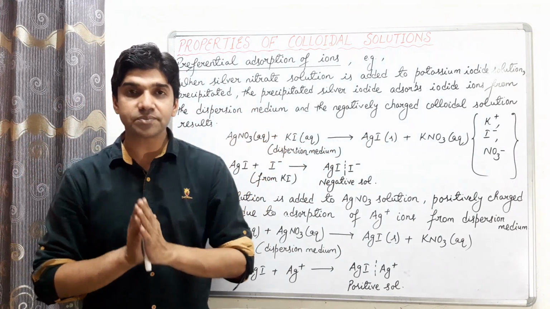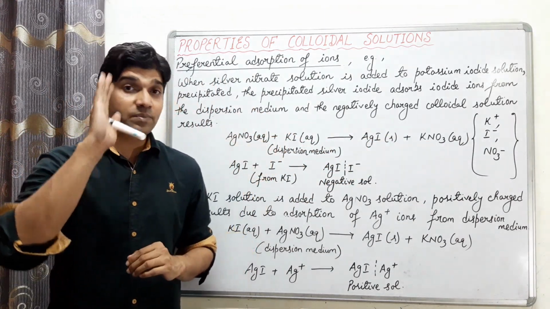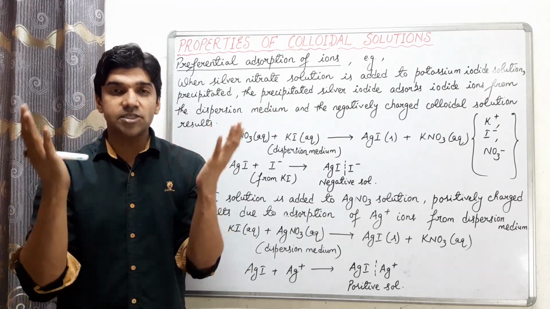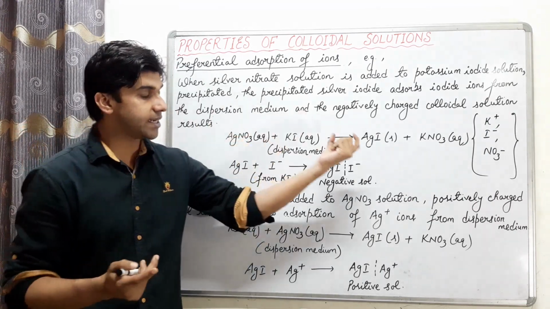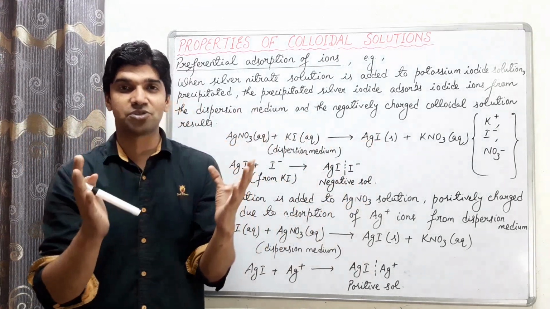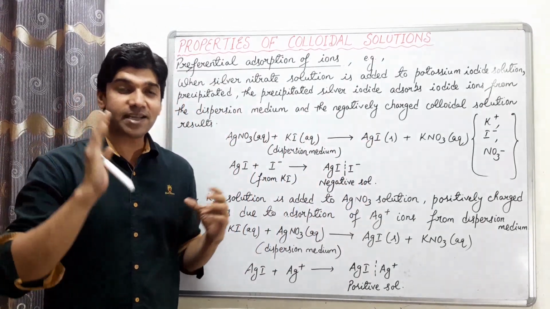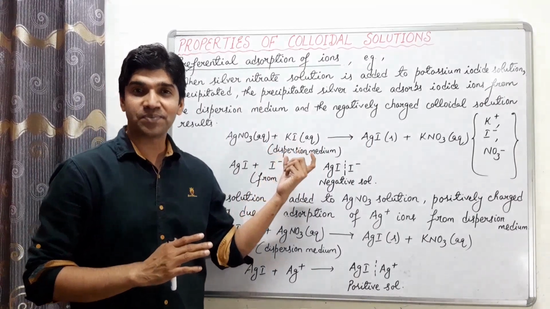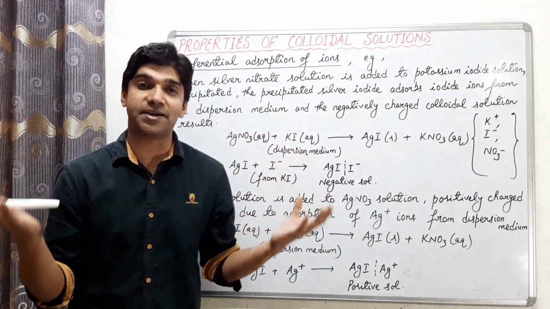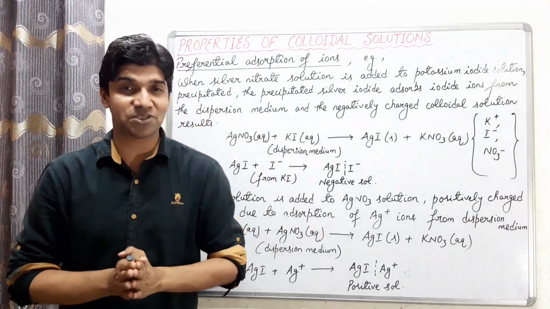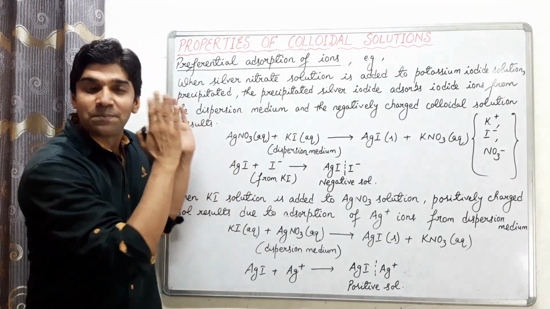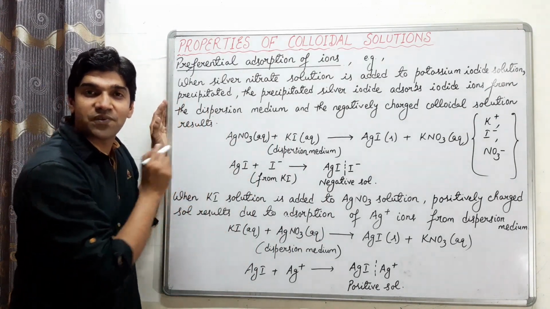Is it clear till here? Now remember the process of peptization. What is it? The process of converting the freshly prepared precipitate into colloidal solution. How was it done? By shaking with the dispersion medium in the presence of a small amount of electrolyte. That is called peptization. So the process of peptization is based upon the preferential adsorption of ions.